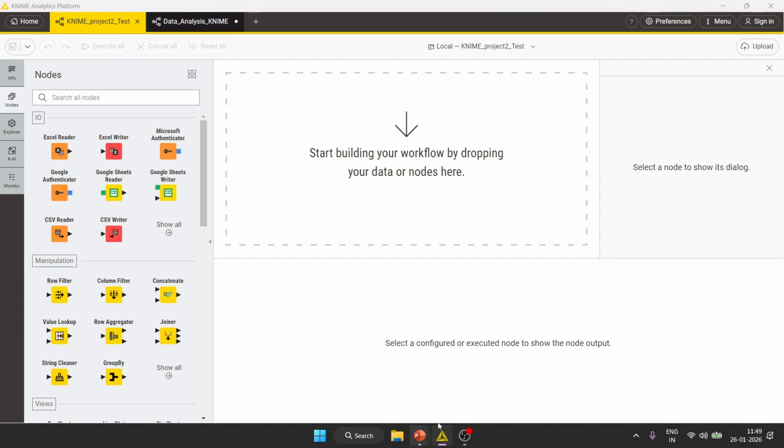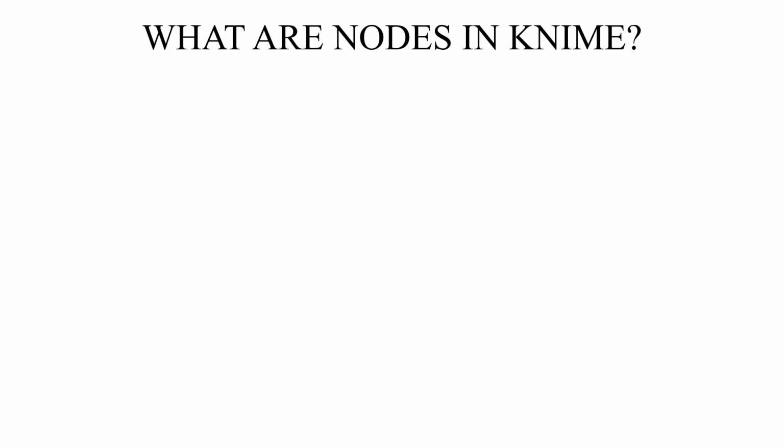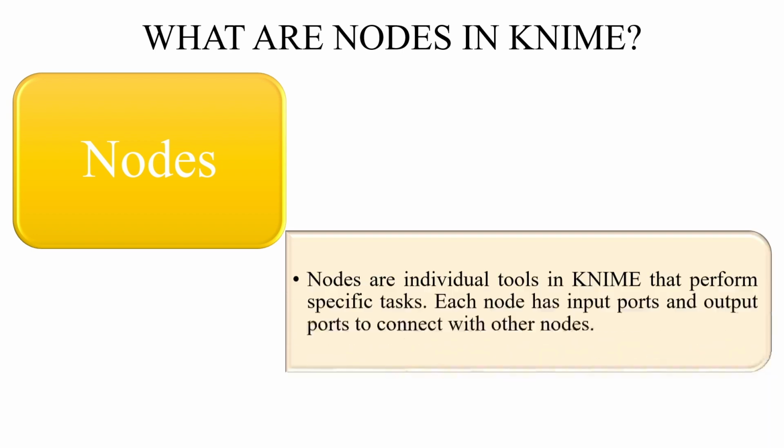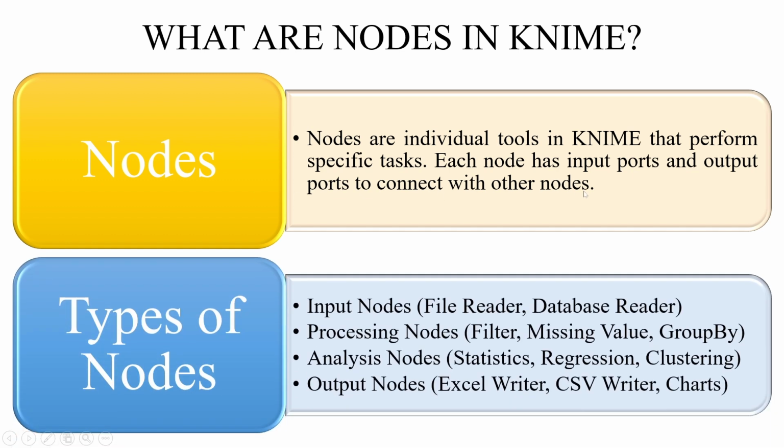If we move back to the PowerPoint presentation, then after the home tab there is something we call the node repository. So let's first understand what a node is. Nodes are individual tools in KNIME that perform specific tasks. Each node has input ports and output ports to connect with other nodes.